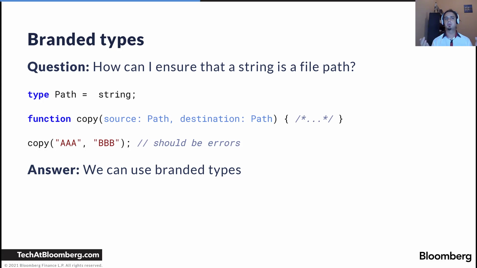The reason for this is simple. We want to make sure that whoever actually passes in a path to our copy function has obtained that path either from a trusted source, or they have checked the fact that that string is actually a path.